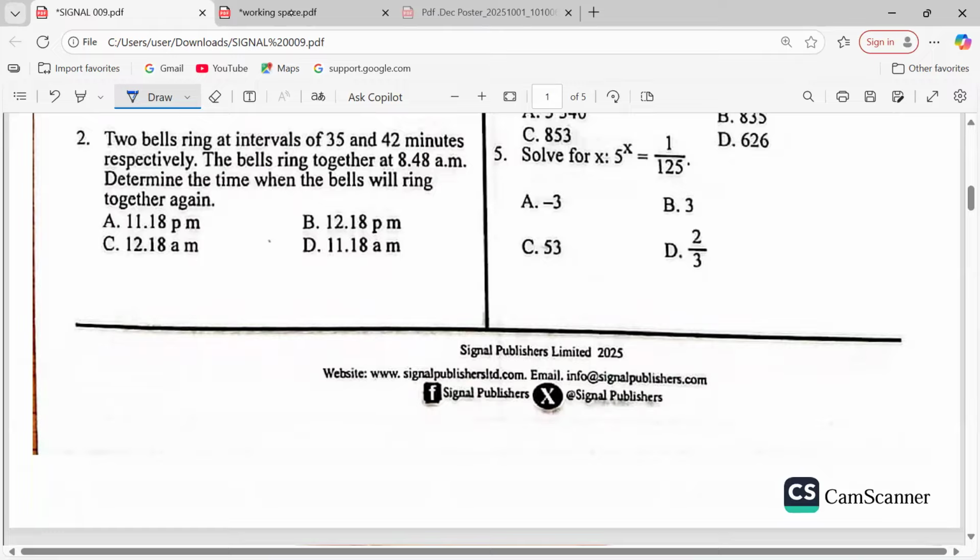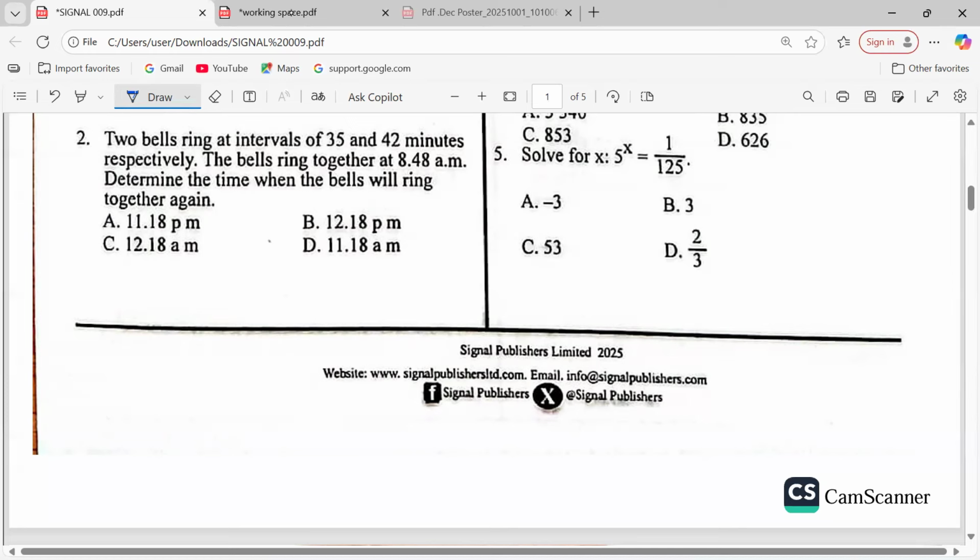Thank you. Two bells ring at intervals of 35 and 42 minutes respectively. The bells ring together at 8:48 a.m. Determine the time when the bells will ring together again. So this is about LCM application, 35 and 42.